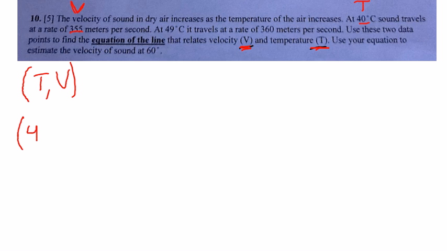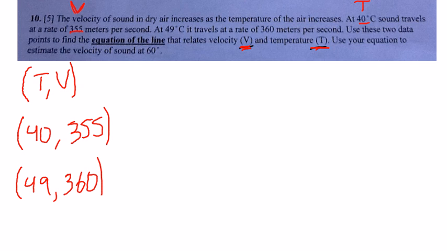I get 40, and they tell me equation of a line, and it's underlined and bolded. So that should give you a good hint that we're looking for y equals mx plus b. That may be the biggest hurdle with all these words that are given to you, but with that kind of extra little push, equation of a line, you should be able to pick that up. 355. And then the next point is 49, comma, 360.